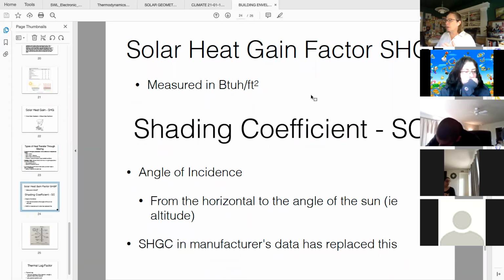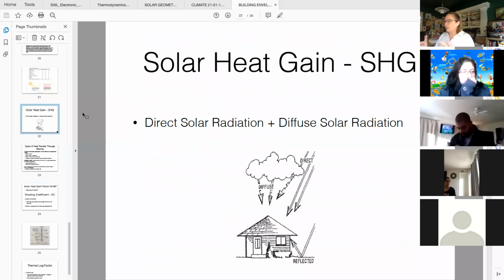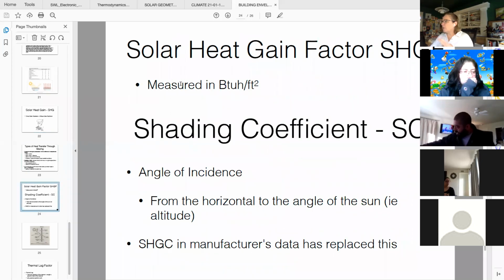Our other two, okay, so we just talked about solar heat gain, which is the solar direct plus the diffuse solar radiation. We also have our solar heat gain factor. That's going to be that solar heat gain, but the factor is per square foot of the surface area that is hitting your building.